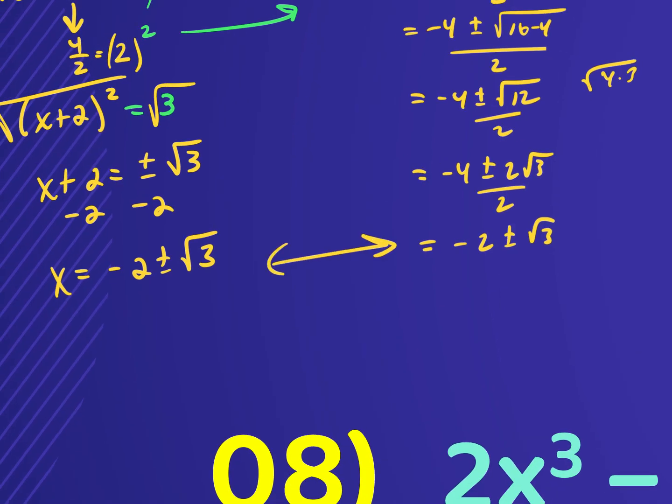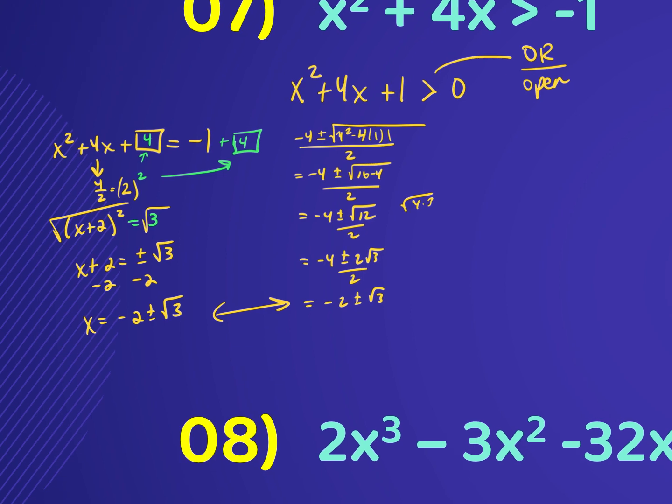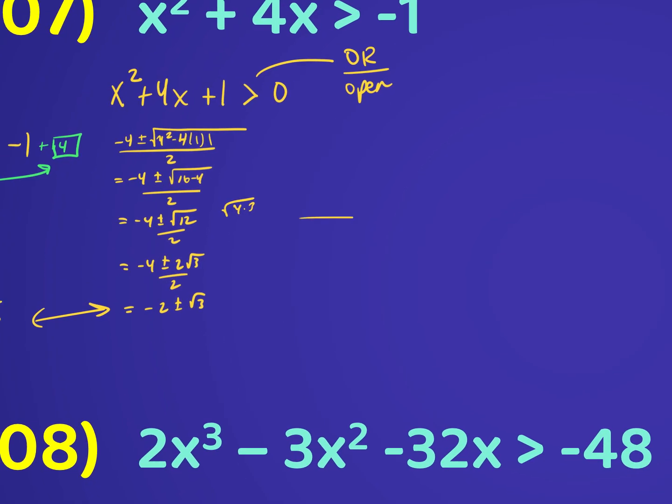Okay, so either way would have worked. Now all we did there was just solve the quadratic. We didn't actually do anything with our inequality. So now we have to graph those 2 places. Now think about this. Okay, 0, I'm going to put 0 over here. I have 2 spots. I have negative 2 minus root 3 and negative 2 plus root 3.